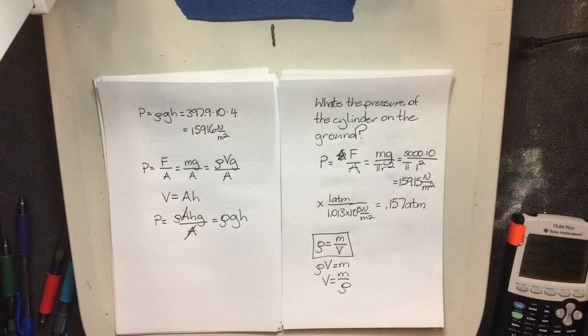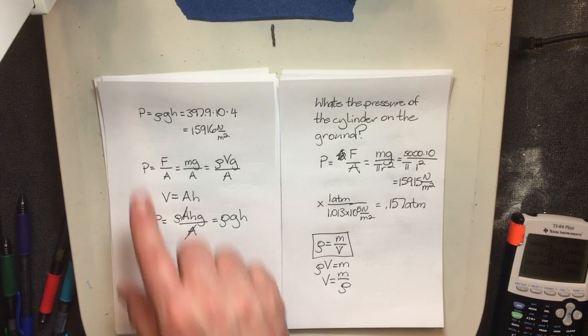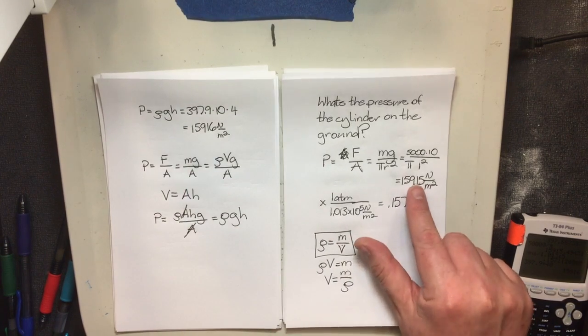So what I've done is, you could take the cylinder, figure its mass out, multiply it by gravity, divide by the area of the base, or you could take the density of material, multiply it by gravity times its height, and you get the same thing, which I've shown here equaling here.